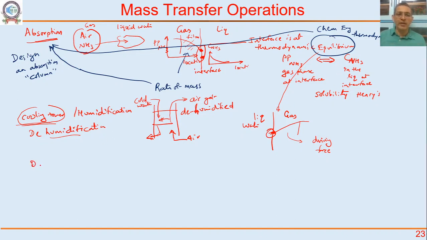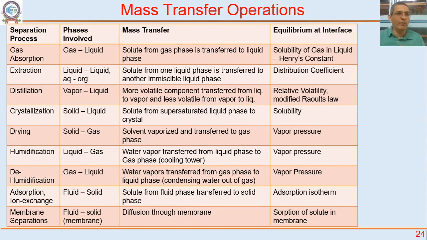You are going to do distillation, you are going to do membrane separation, you are going to do crystallization, you are going to do adsorption, ion exchange. Okay? I'm not going to go into details of each one of them. I'm just going to give you a table.